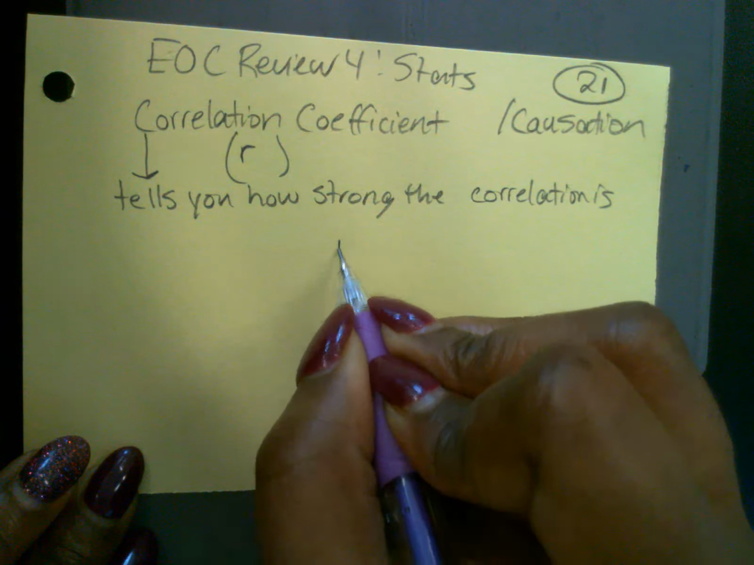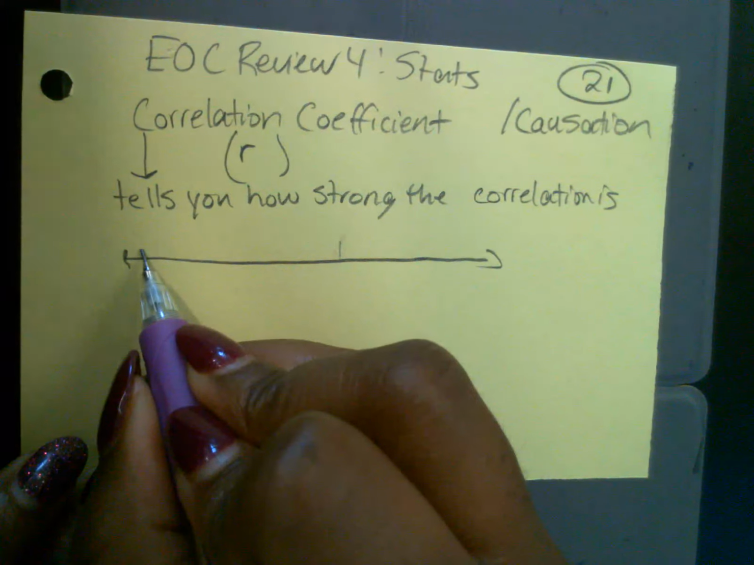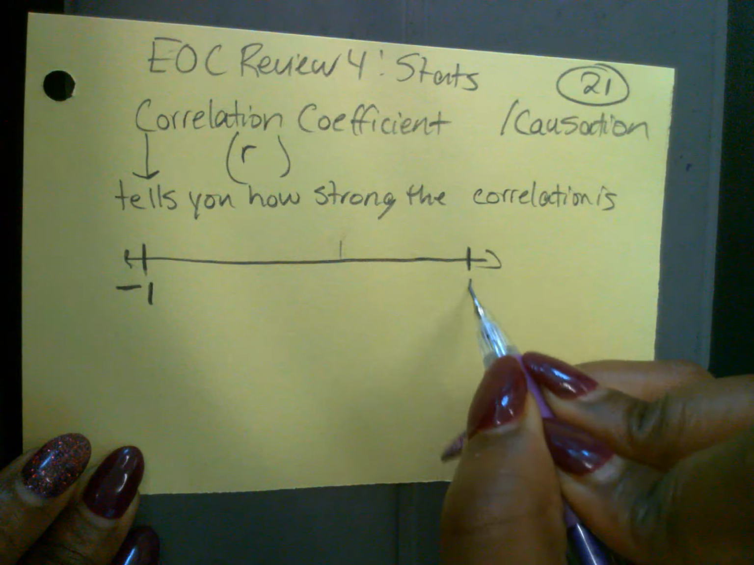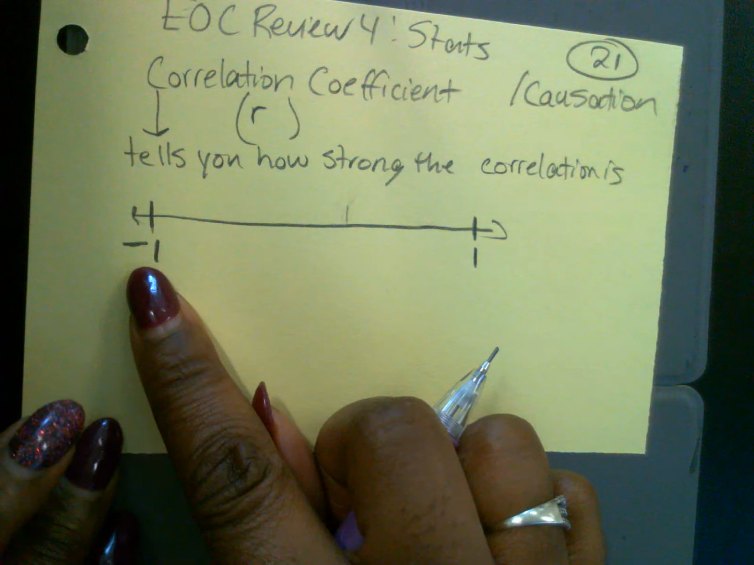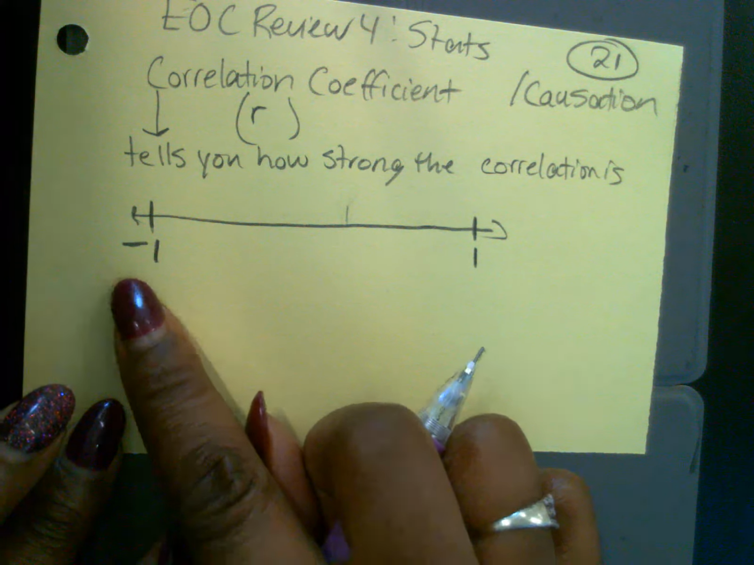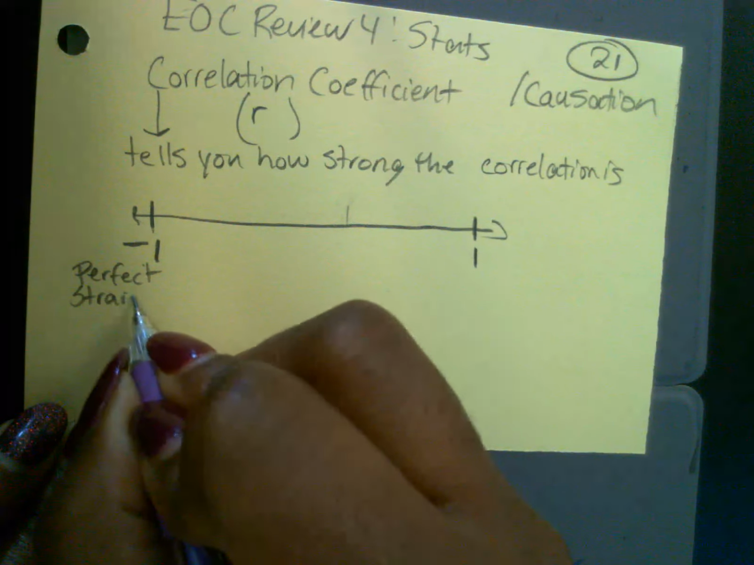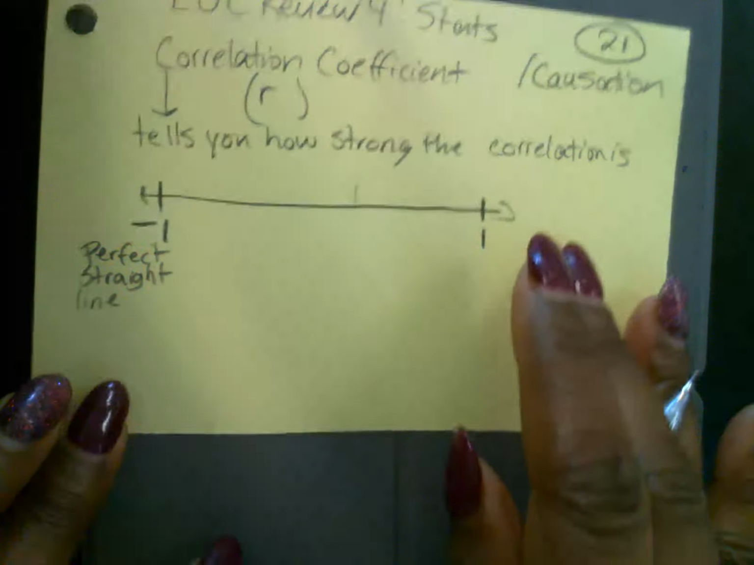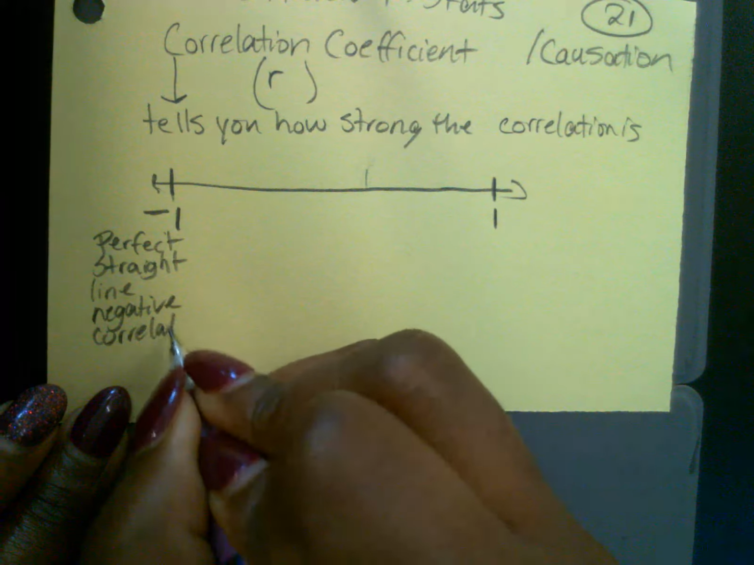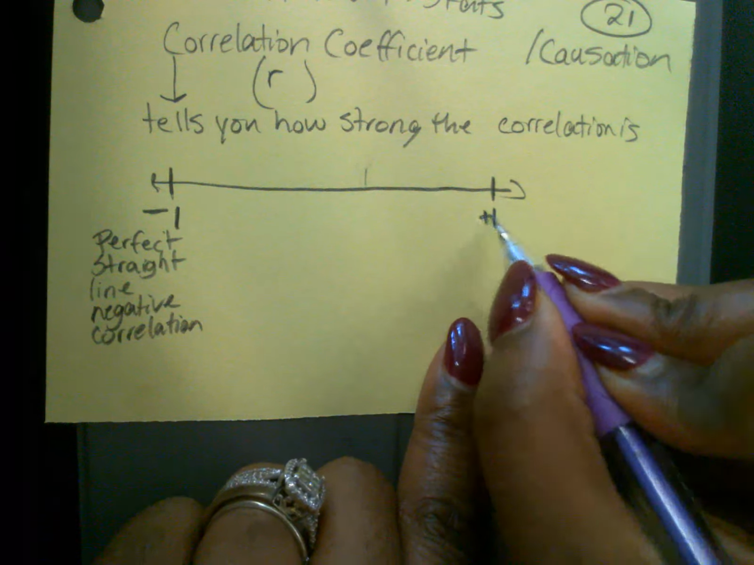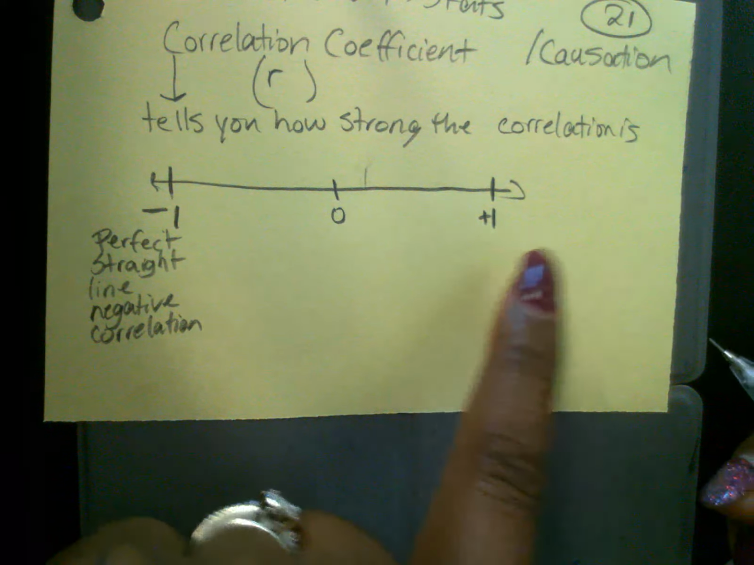All right, here we go. Let's do a number line. We go from -1 to +1. -1 means it's a strong negative correlation, a perfect negative slope line. This is a perfect straight line here. Negative correlation. +1, I'll put a plus in front of it so you know it's positive. If your R is a +1, this is a perfect straight line, and it is a positive correlation.